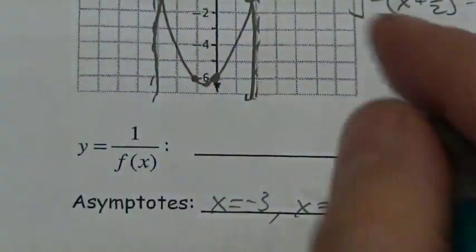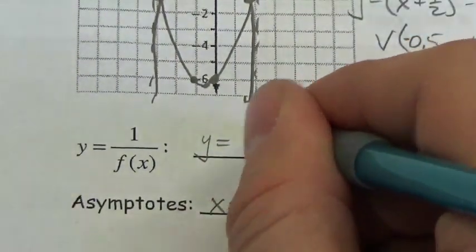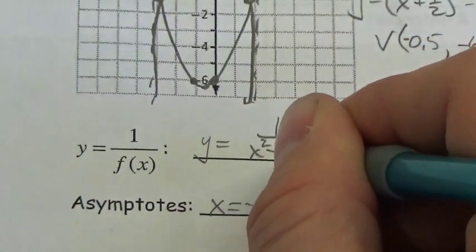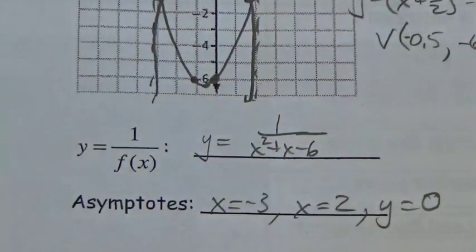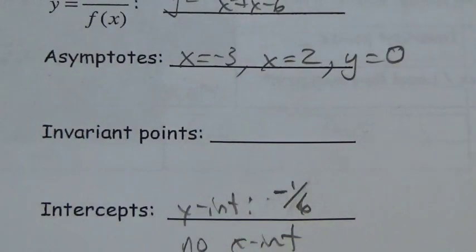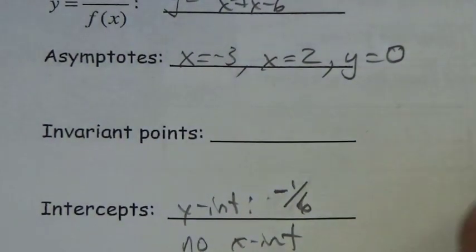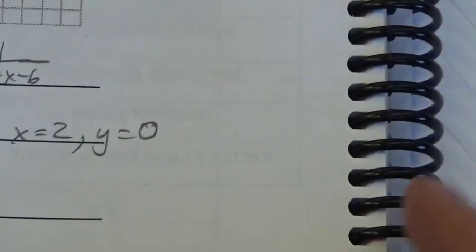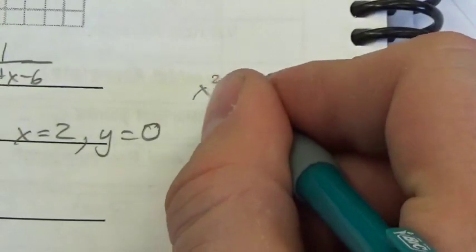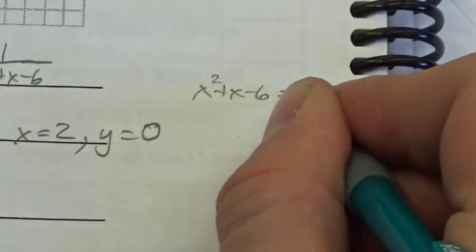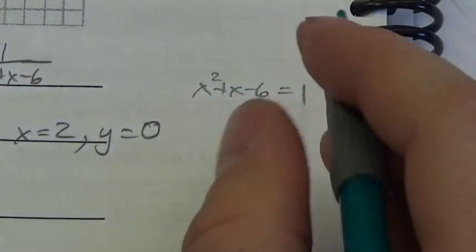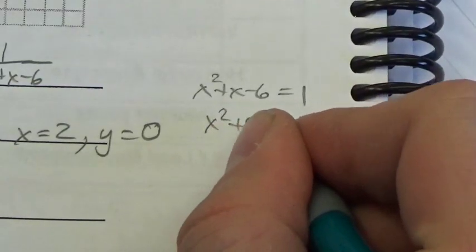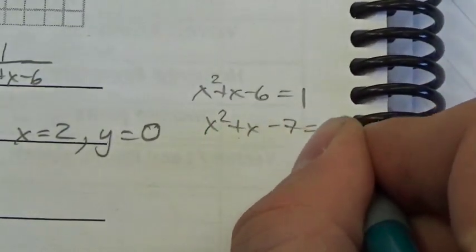All right, our function is going to be y is equal to 1 over x squared plus x minus 6. Now, to figure out what our invariant points are, we're very likely going to have to use our quadratic formula. So first of all, let's do a little bit of work here. Let's set x squared plus x minus 6 equal to 1. So bring the 1 over: x squared plus x minus 7 is equal to 0.